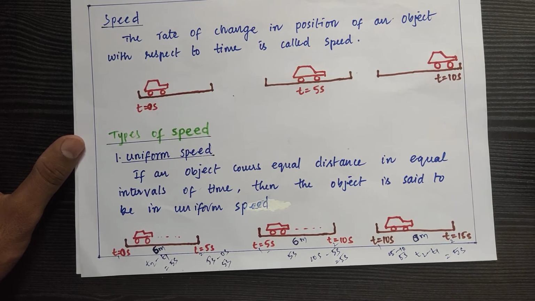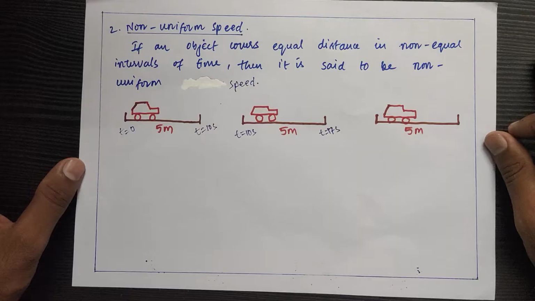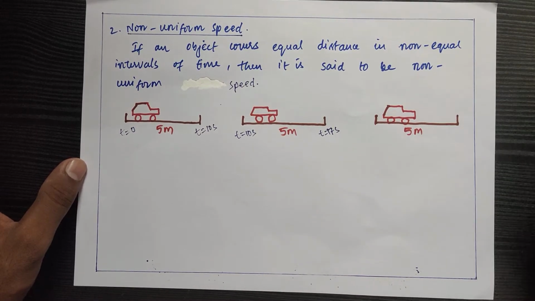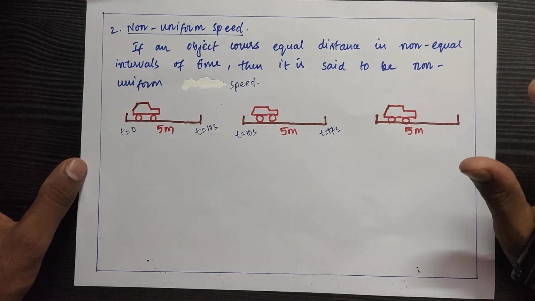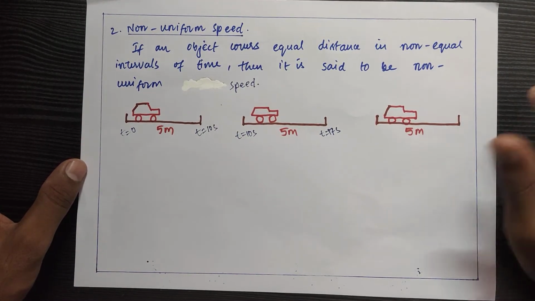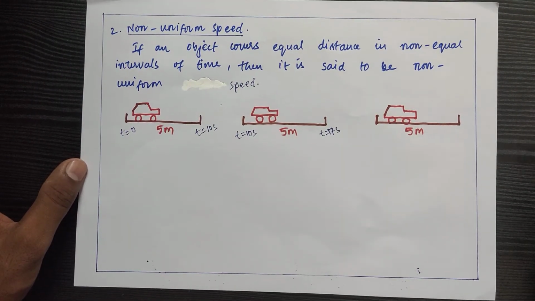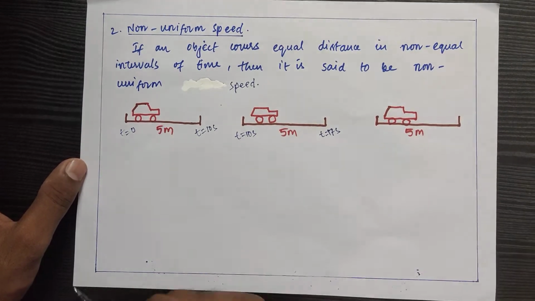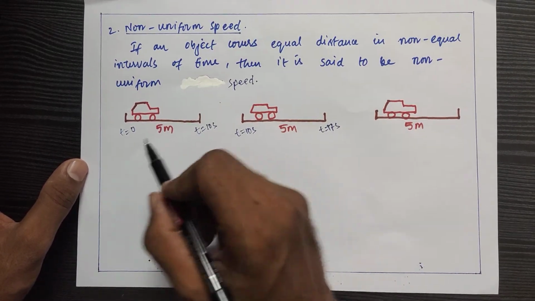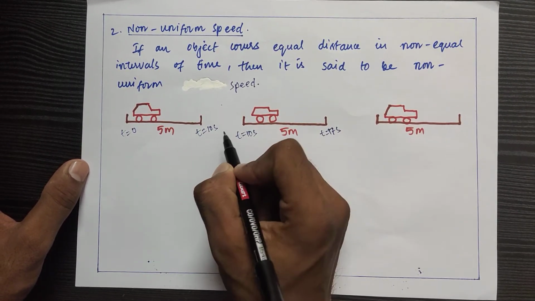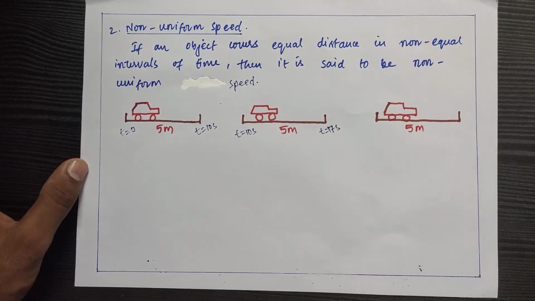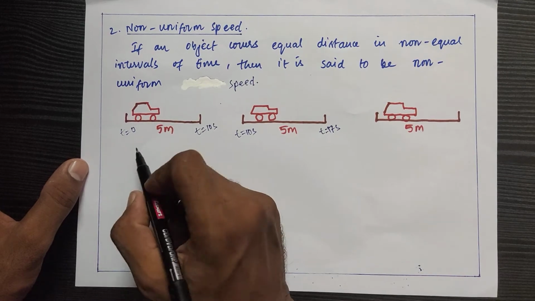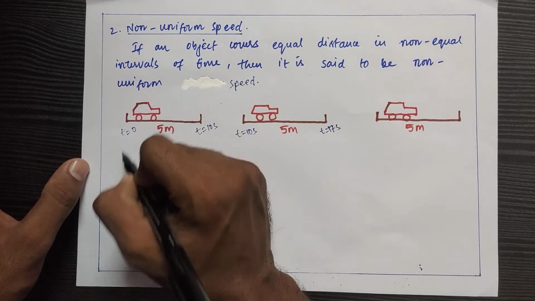Now let us see non-uniform speed. If an object covers equal distance in non-equal intervals of time, then it is said to be in non-uniform speed. Initially we have seen uniform speed, right? In uniform speed, the time interval is the same. But in non-uniform speed, the time interval is not the same, but the distance covered is the same. Here also, let me give an example.